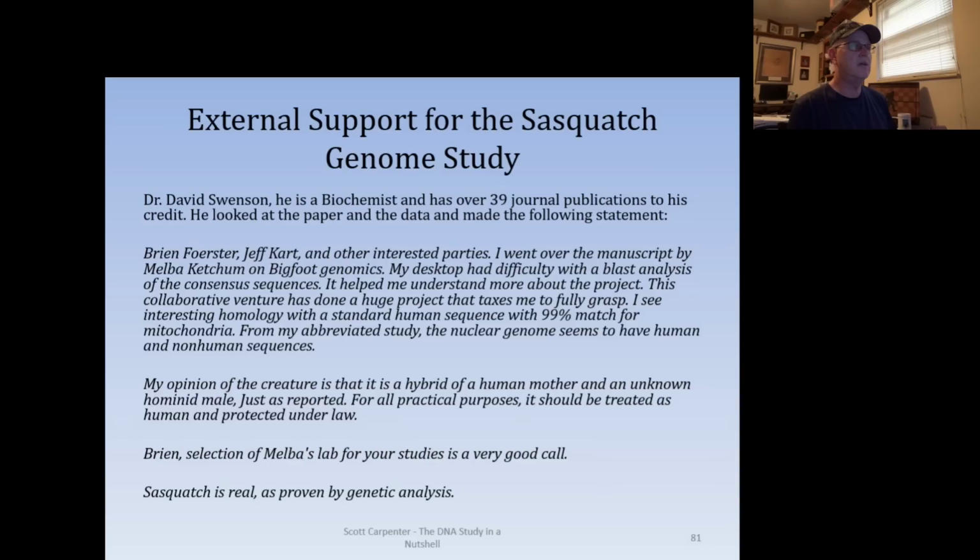I see interesting hominology with a standard human sequence with 99% match for mitochondria. From my abbreviated study, the nuclear genome seems to have human and non-human sequences. My opinion of the creature is that it is a hybrid of human mother and unknown human hominid male. Just as reported, for all practical purposes, it should be treated as a human and protected under the law. Brian, the selection of Meldus Lab for your studies is a very good call. The Sasquatch is real, as proven by the genetic analysis. That was his statement.